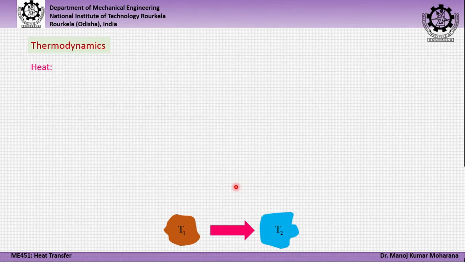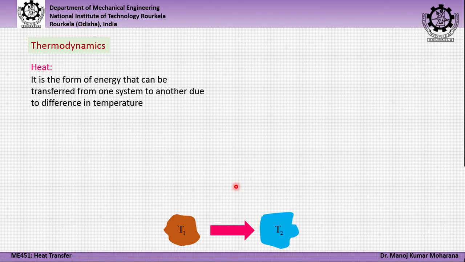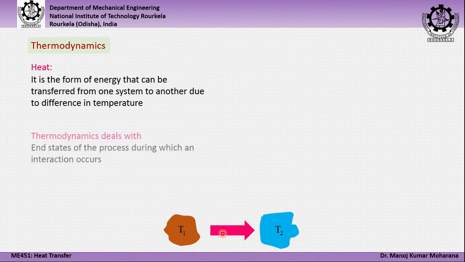So, heat can be defined as the form of energy that can be transferred from one system to another because of a difference in temperature between the two systems. Let us say T1 is the temperature of this system and T2 is the temperature of this system, and we assume that T1 is greater than T2, then there will be a flow of energy from this system to this system. If the reverse is true, that is, if temperature T2 is greater than T1, then the direction of the arrow will change.